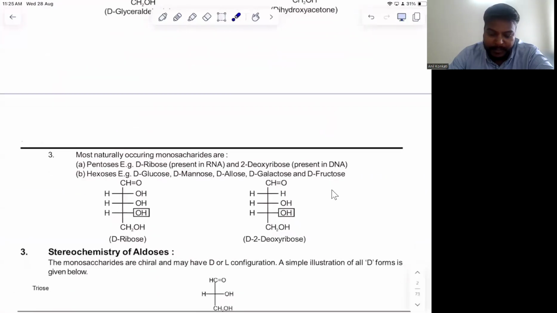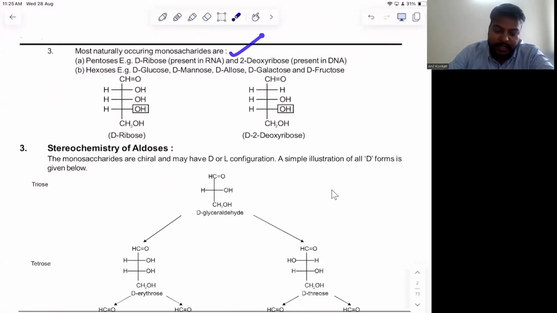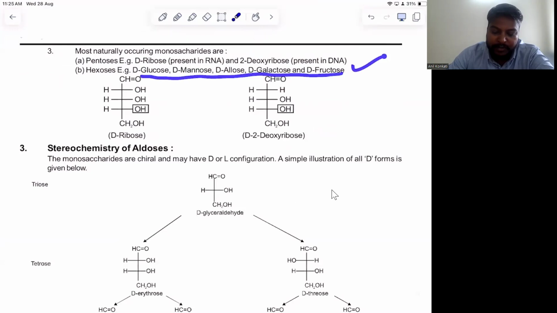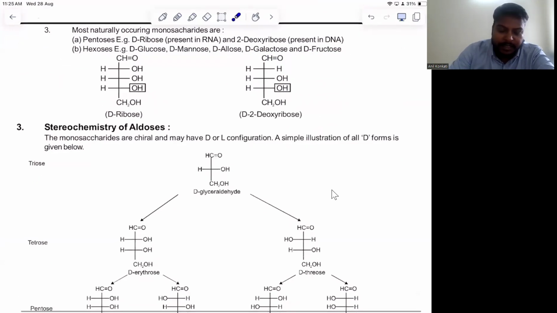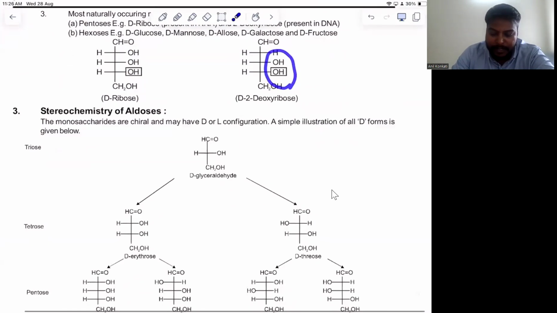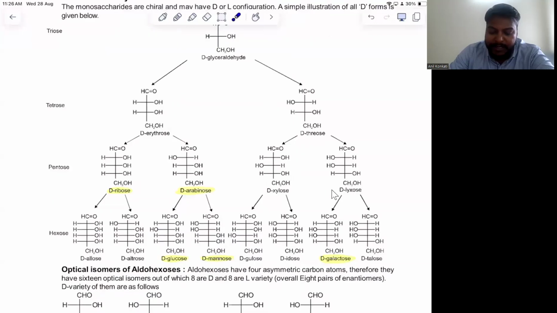Next, most naturally occurring monosaccharides. Among pentoses, D-ribose is present in RNA, and deoxyribose in DNA. Among hexoses we have D-glucose, mannose, allose, galactose, and fructose. These are the most available forms. The other day we discussed ribose, where all three OH groups are on the right. In deoxyribose, instead of this OH, we have only H.